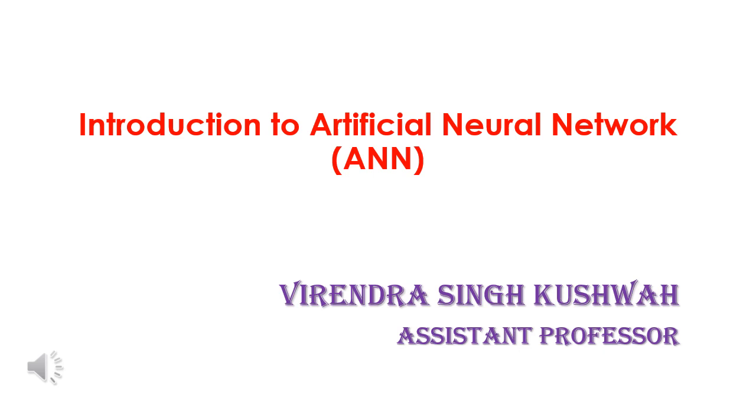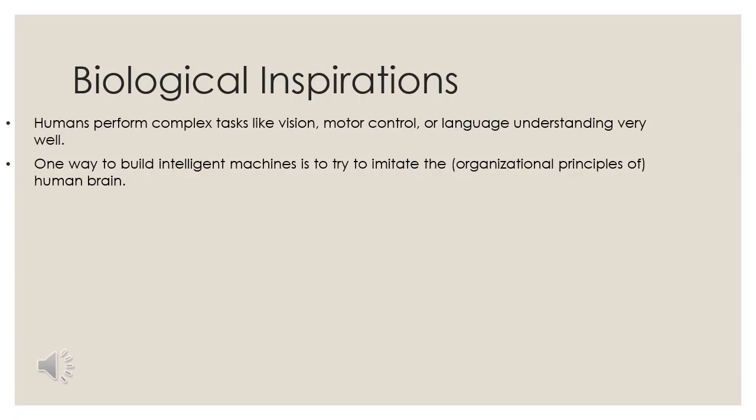Good morning all. Today we have the topic Introduction to Artificial Neural Network in the Machine Learning subject. Before understanding artificial neural network, we must understand what is meant by the biological neuron. So starting from the topic that is biological inspiration, humans perform complex tasks like vision, motor control or language understanding very well. One way to build an intelligent machine is to try to imitate the organization principle of the human brain.